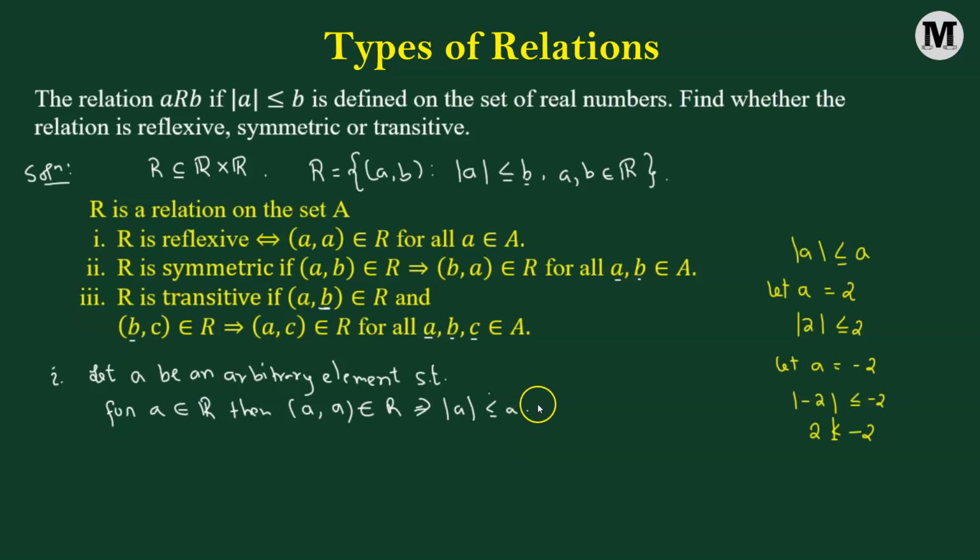That means it holds only when A is positive, not when A is negative. In other words, we can say that our given relation R is not reflexive. This is not a reflexive relation. Okay, fine. Let's now check whether it is symmetric or not.